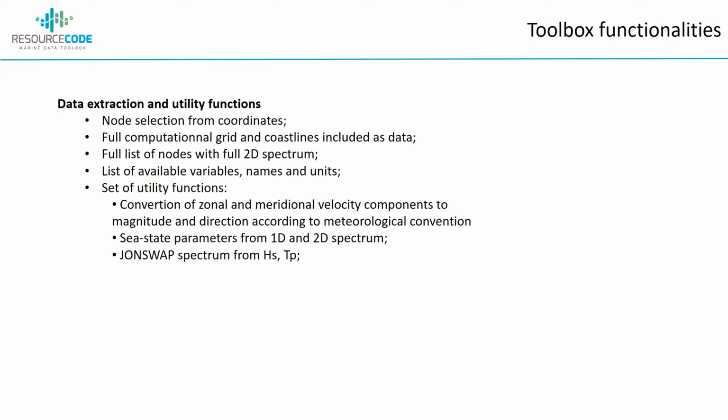You have the full list of nodes where you have the full 2D spectrum. You also have the variables, the names, and the units in a unique place. You don't have to access the nested files. And there is also a set of utility functions that may be convenient. For example, you can convert from the zonal and meridional components to the magnitude and direction, and you don't have to struggle to see what definitions are used and so on.